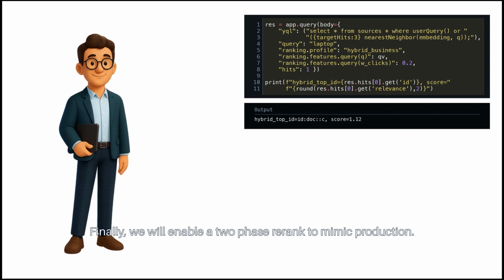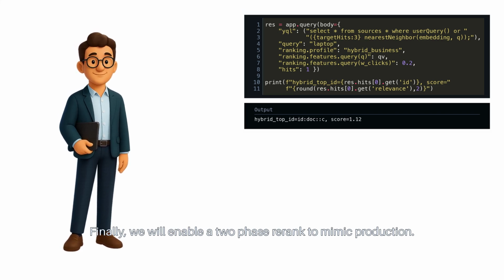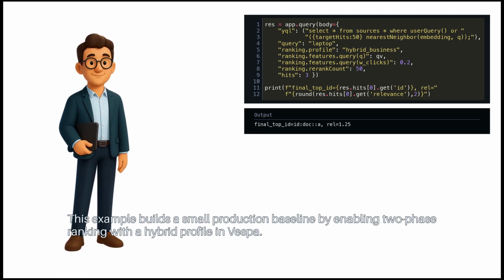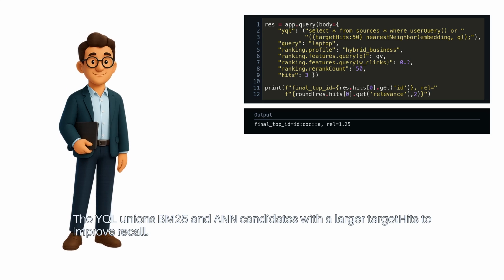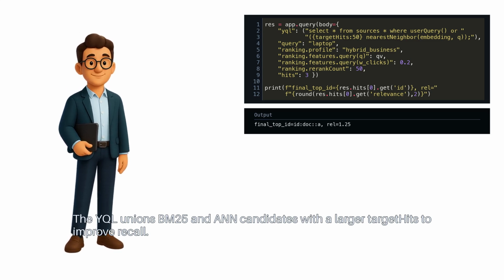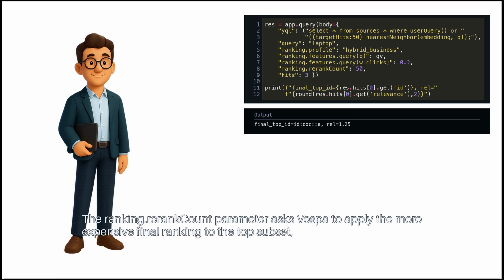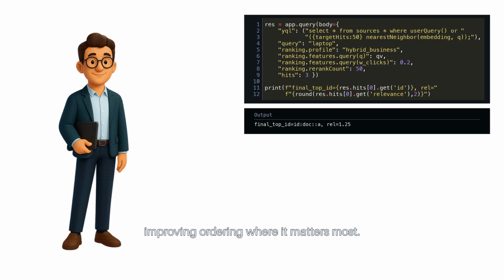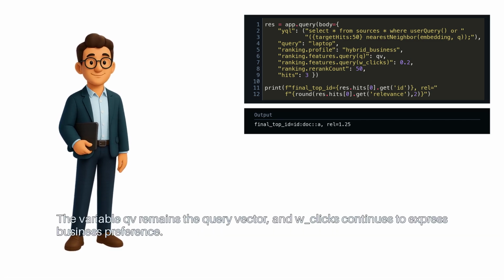Finally, we will enable a two-phase rerank to mimic production. This example builds a small production baseline by enabling two-phase ranking with a hybrid profile in Vespa. The YQL unions BM25 and ANN candidates with a larger target hits to improve recall. The ranking.rerankCount parameter asks Vespa to apply the more expensive final ranking to the top subset, improving ordering where it matters most. The variable QV remains the query vector, and wclicks continues to express business preference.